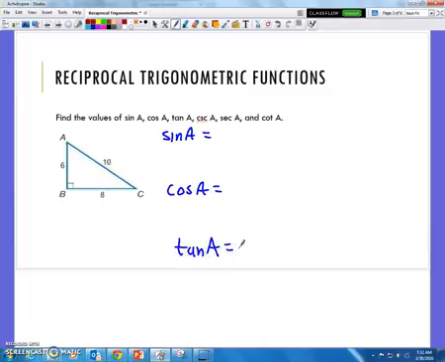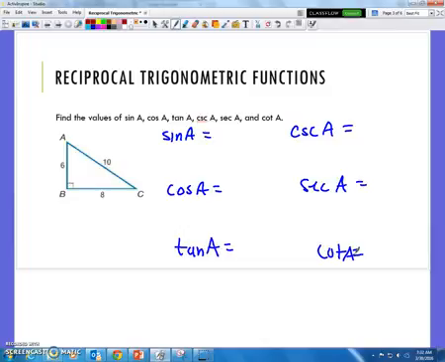And I like to write them right in order. I know sine and cosecant are reciprocals, so I'm going to go ahead and put that cosecant lined up with the sine. With cosine, I'm going to write secant. And with cotangent, I'll write that right across from tangent.